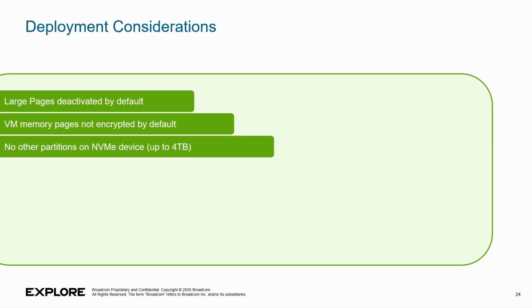Up to 4 terabytes, that's the maximum partition size right now. This is version 1 of memory tiering. I don't know if that's going to go up or not. So for now, the maximum partition size is 4 terabytes.